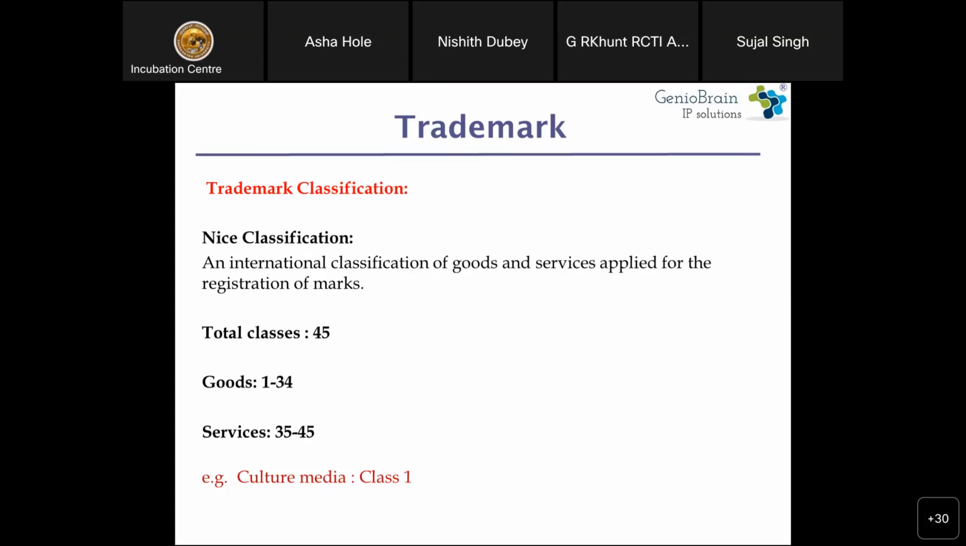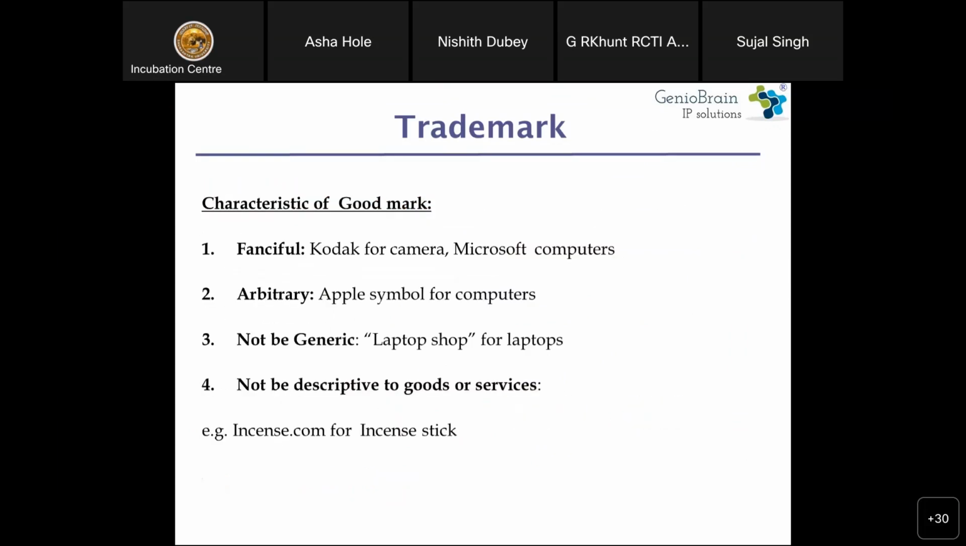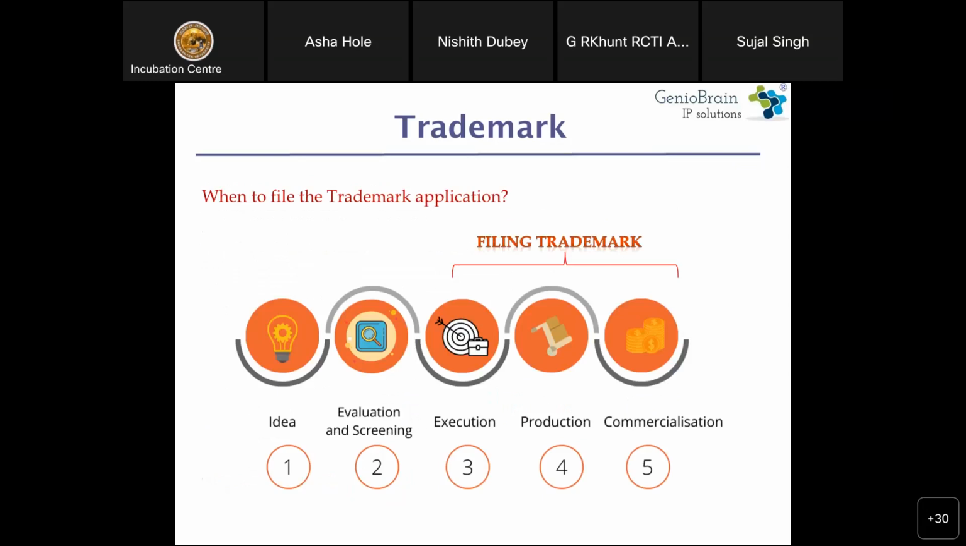Now it's stage 2, where you are launching your product into the market. So at this stage, we protect the patent before going into the market, right? So here I'll show you when to file a trademark application. We have seen this: idea, evaluation and screening, execution, production and commercialization. So when to file a trademark? Once you execute your product, this is the final stage, and now your product is in the production stage.